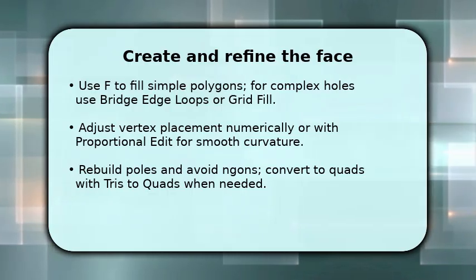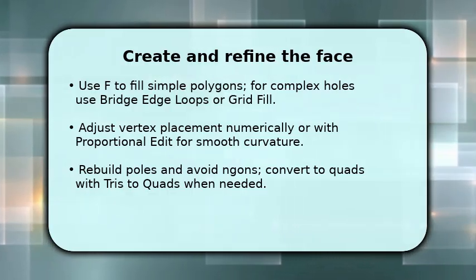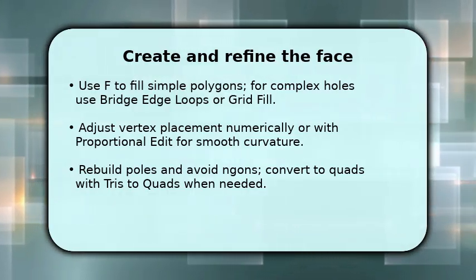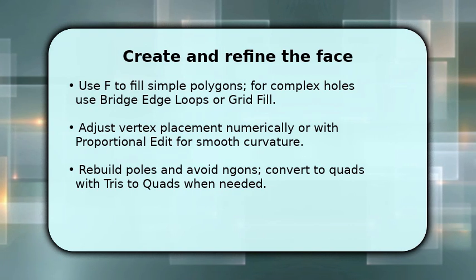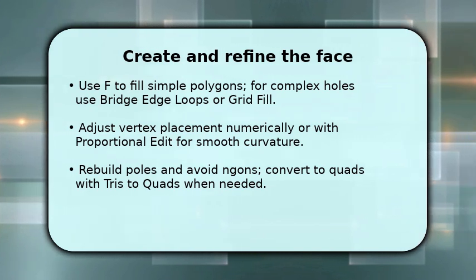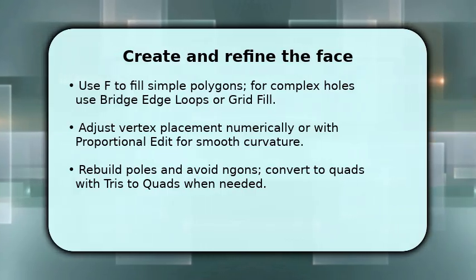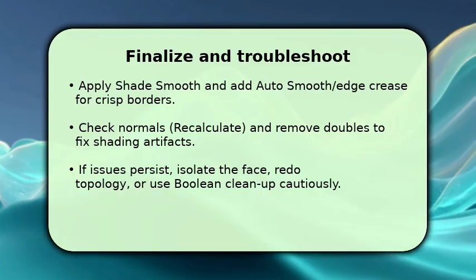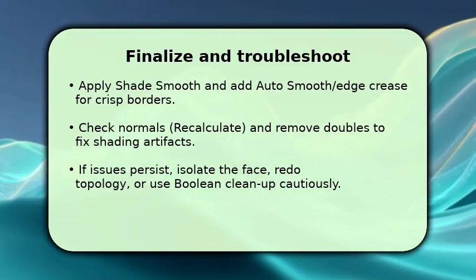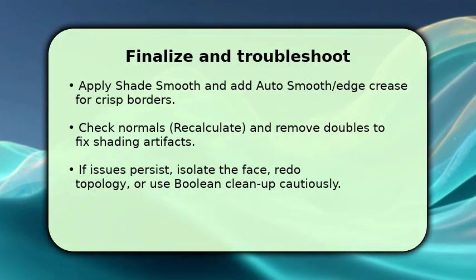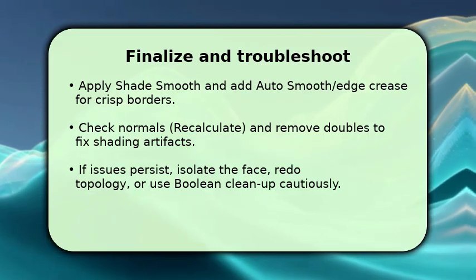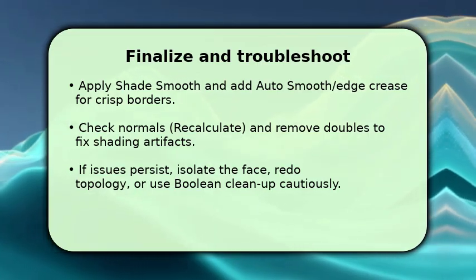Once you have quad-based topology, add edge loops to control sharpness and prepare the face for shading and deformation during animation. Finish by ensuring correct shading and robustness. Recalculate normals so the face faces outward, remove doubles to eliminate overlapping vertices, and apply shade smooth combined with auto smooth or edge crease to keep crisp edges.